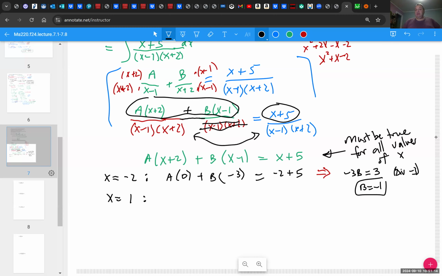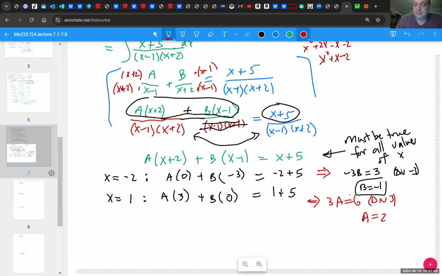All right, so let's go ahead and see what happens when I plug in 1. Plug in 1, I have A times 3 plus B times, well, 1 minus 1 is 0. And that's equal to 1 plus 5. And if I simplify this, A times 3 is 3A. That's all 0, and 1 plus 5 is 6. So I get 3A equals 6, and I divide by 3, and that gives me A is equal to 2.